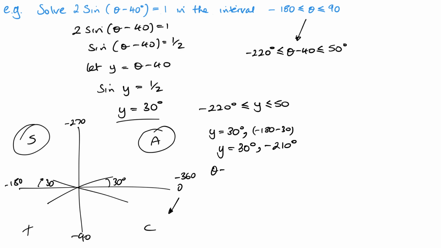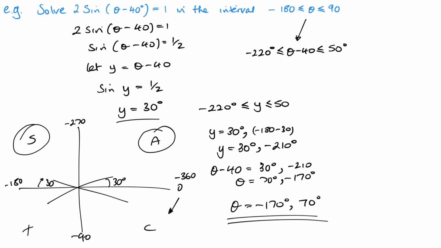Substitute back in for y, so theta minus 40 equals both of these angles. Then we just have to add 40, so we get 70 degrees, and then we get minus 170. And then I do like to write them in order of size, and I like to start with the smallest. So that is what I'm doing here. And then look, double check, minus 170 and 70 is between my range of minus 180 and 90.